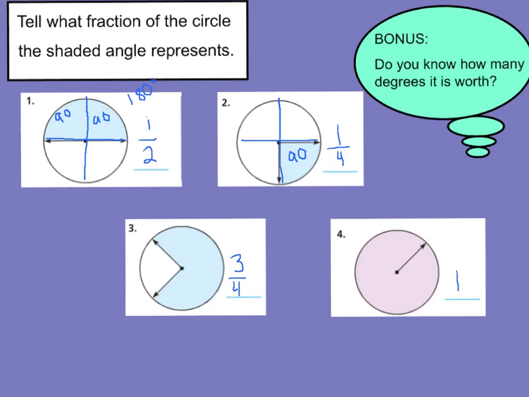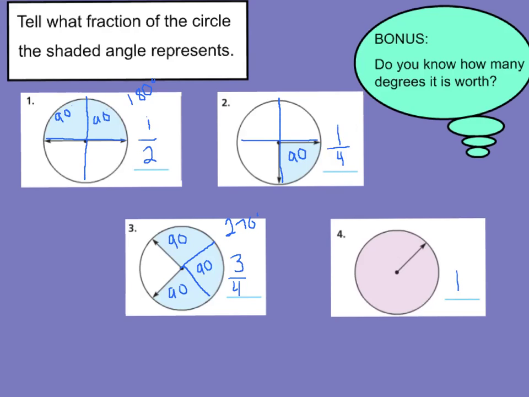That's what the angle is making. If we divided it into 4 equal parts, we can see that 1, 2, 3 out of the 4 are shaded. Our degrees: this is worth 90. Another 90 degrees is 180. And another 90 degrees is 270 degrees.